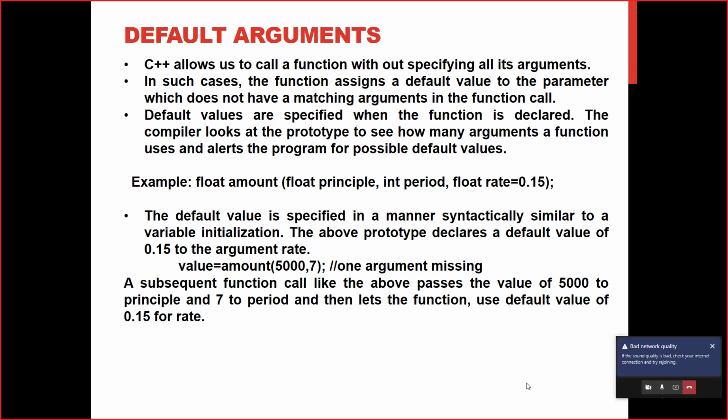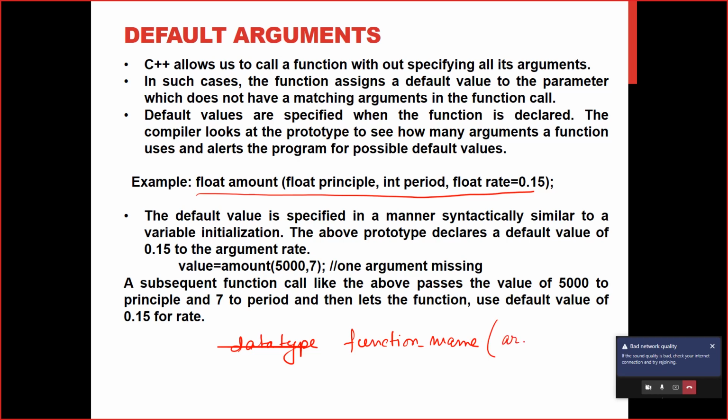Say for example, we have a function like this. Normally in a function we write the return type, this is the function syntax, then the function name and argument list. This is what we normally do. And during calling, we write the function name and then pass the arguments as per the argument list.